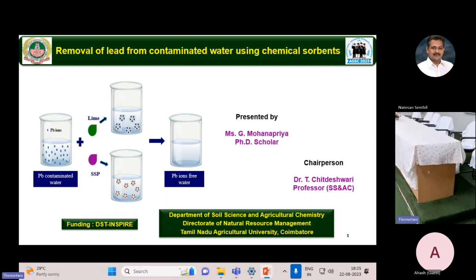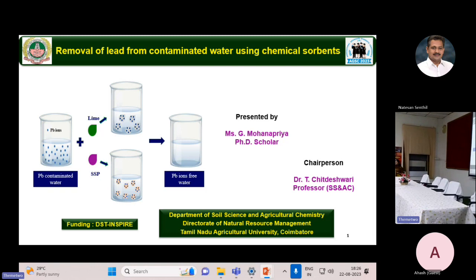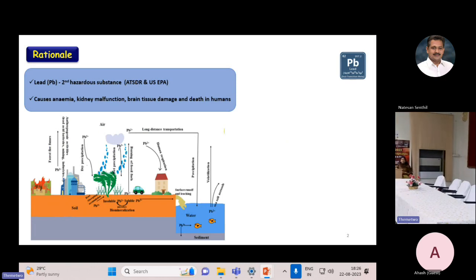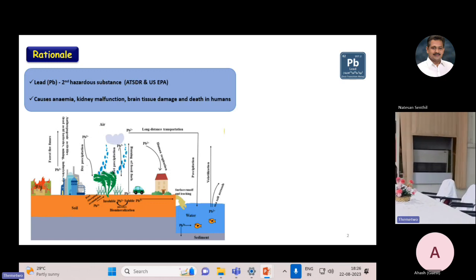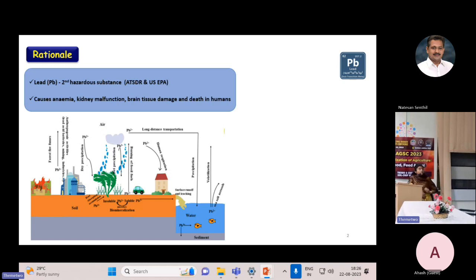I'm here to present a part of my research on the removal of lead from contaminated waters using chemical sorbents. Among the heavy metals, lead has been ranked as the second most hazardous substance by the Agency for Toxic Substances and Disease Registry and the United States Environmental Protection Agency.